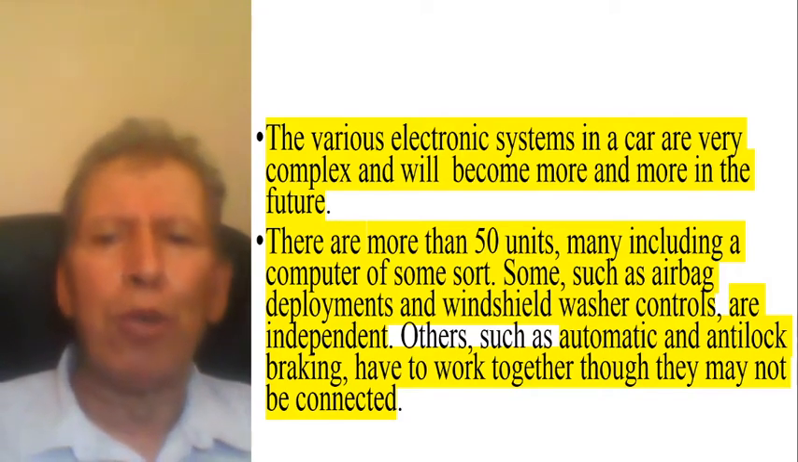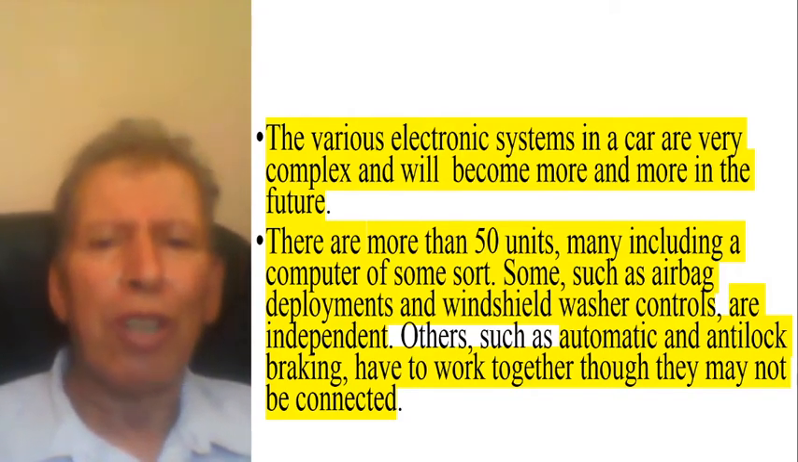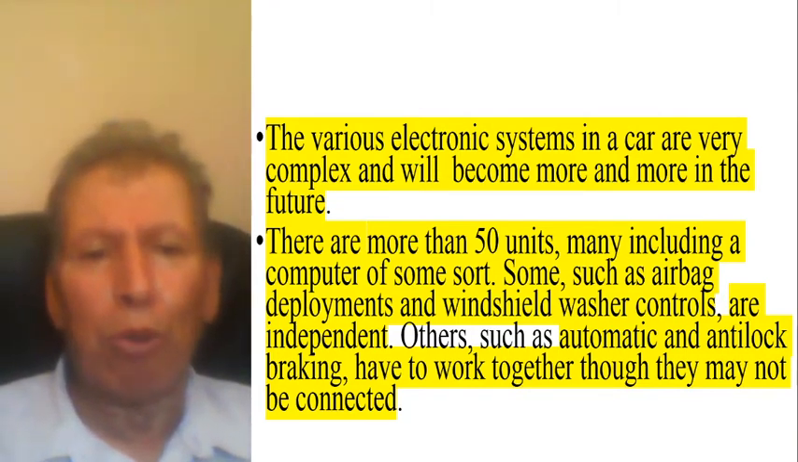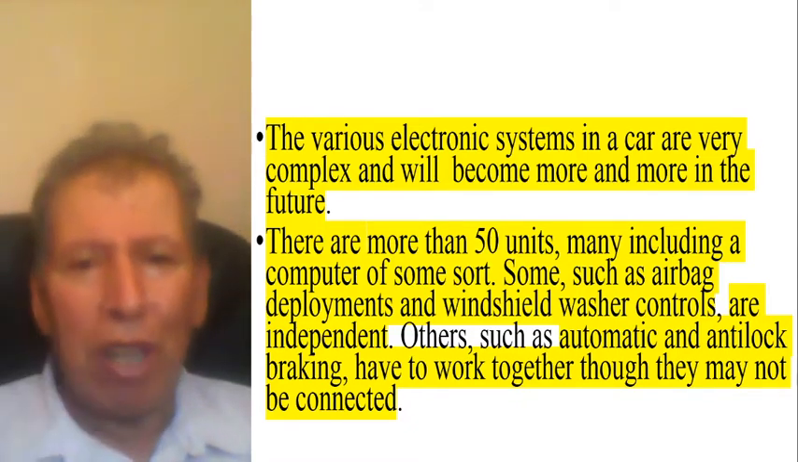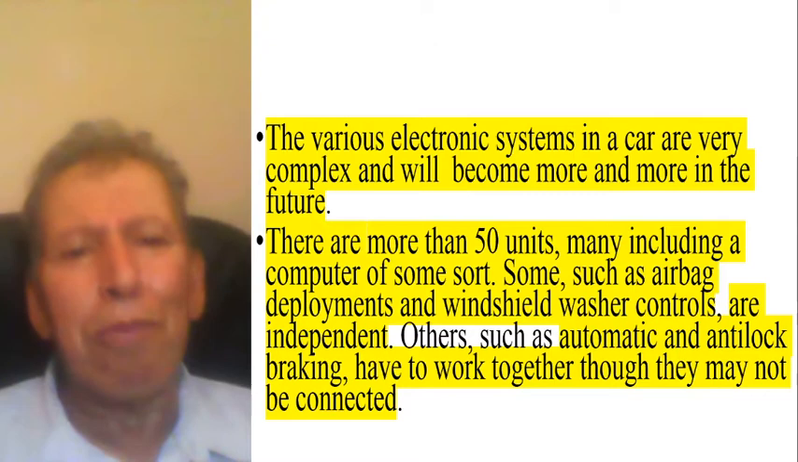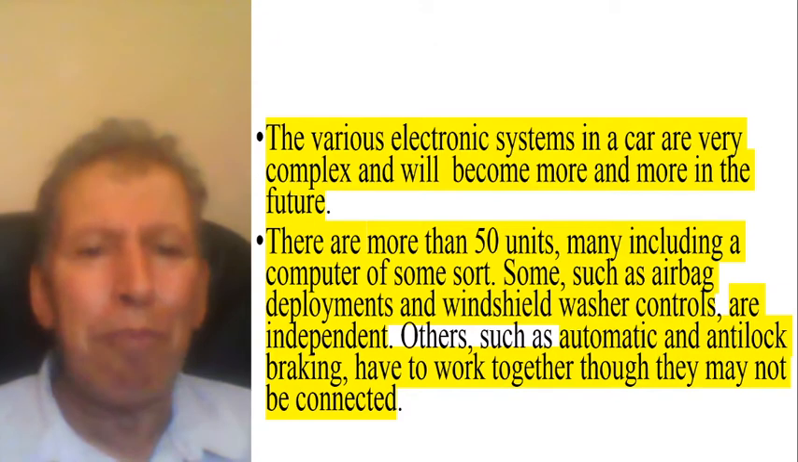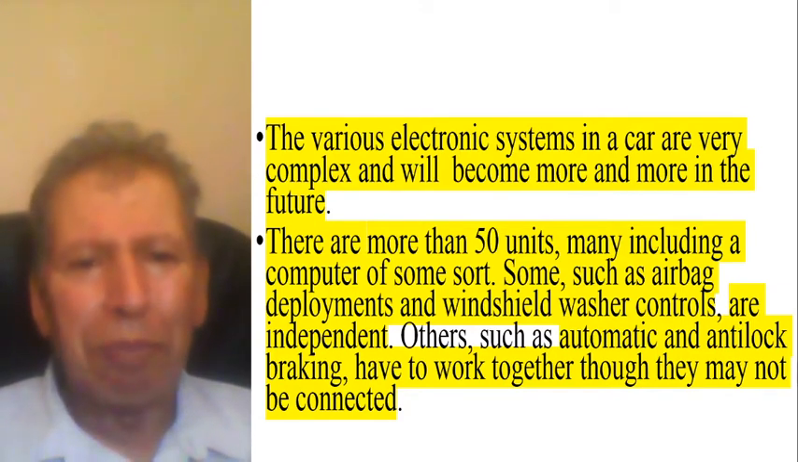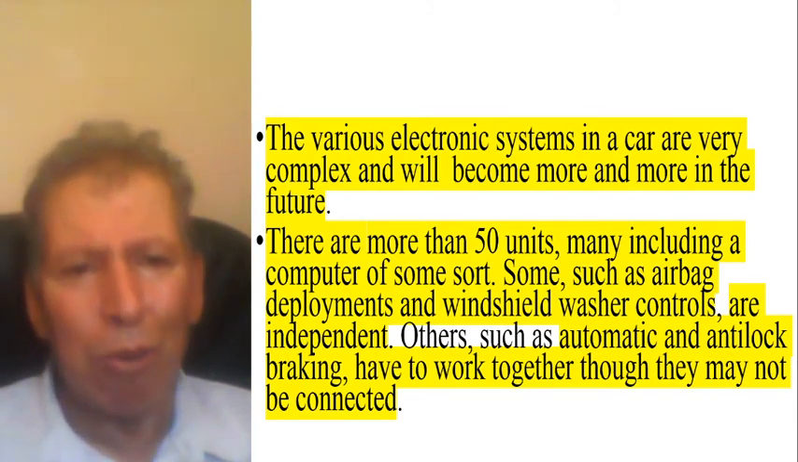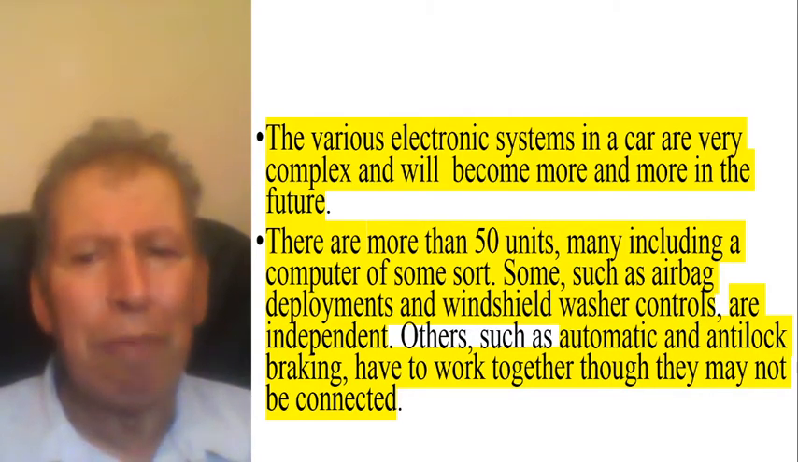There are more than 50 units, many including a computer of some sort. Some such as airbag deployments and windshield washer controls are independent, which means in the future, in lots of functions, there is room for innovation. There is room for excellence. I mean, we can improve what exists nowadays. It can become better. So some of them are independent, and some of them are controlled. Some such as airbag deployment and windshield washer controls are independent.